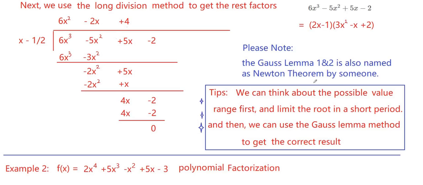Please note, the Gauss-Lehmann method is also named the Newton theorem by someone. Here is the tip. We can think about the possible value range first, and limit the root number to a short period, and then we can use the Gauss-Lehmann method to focus on the correct result. Below is an example to show how to quickly get the result. You use the Gauss-Lehmann method together with the range valuation method.